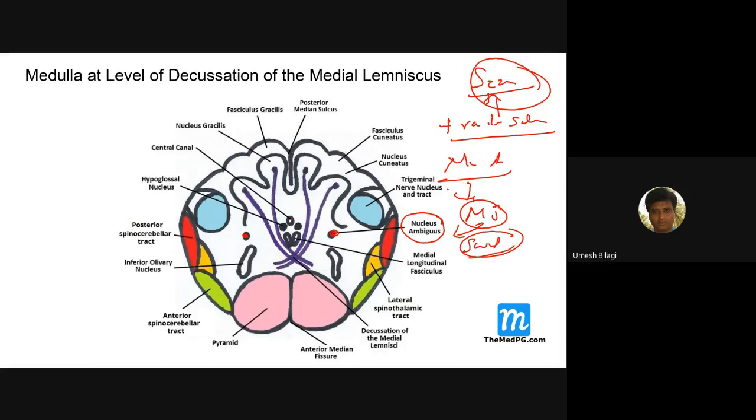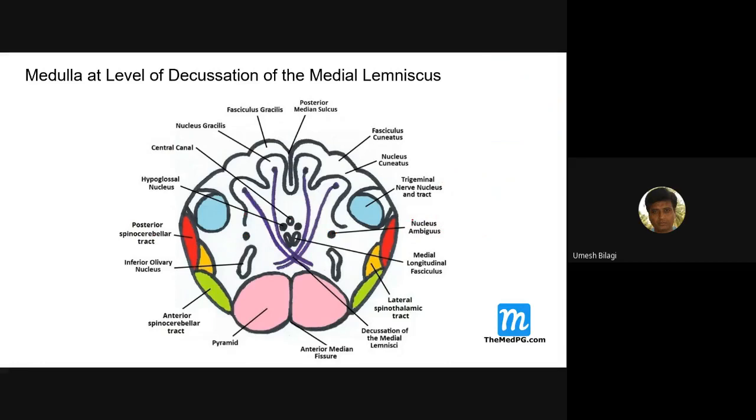Whether it is there here. It is not there. The next slide will have it. Okay, that is, nucleus ambiguus is motor. The ninth, 10th, 11th, and 12th nerves mix and form this nucleus ambiguus.